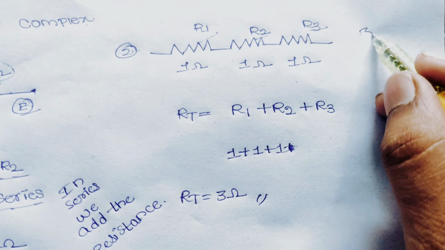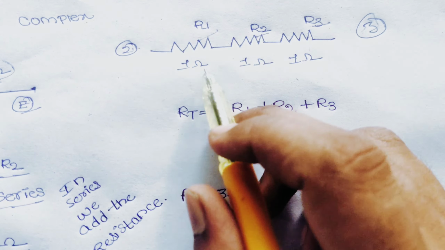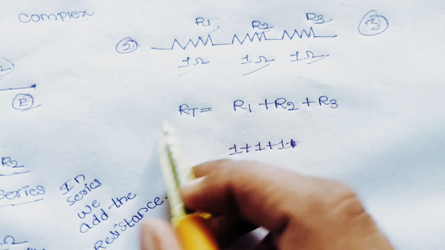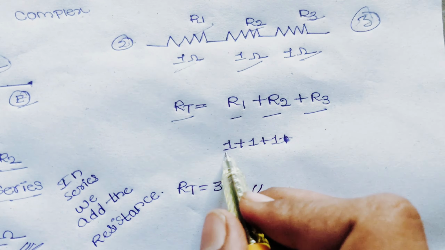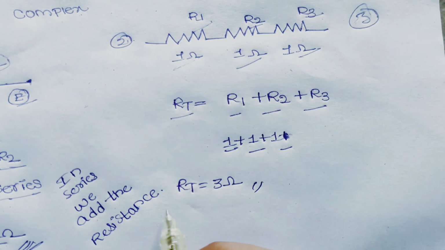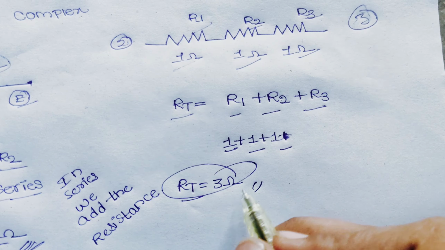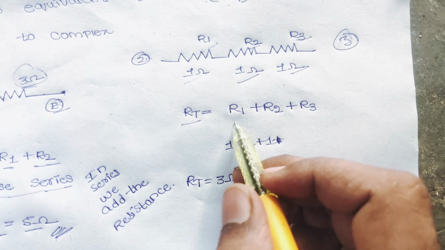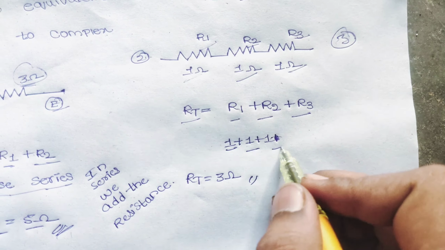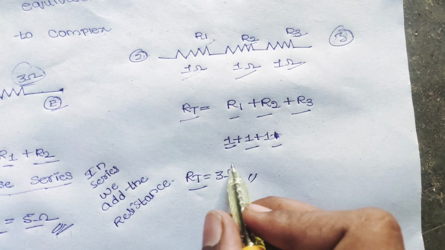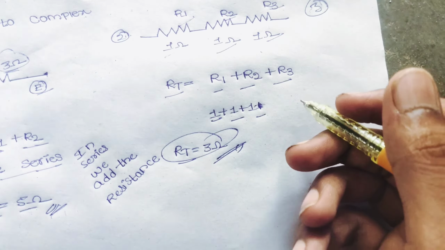Number 2. In this we have 3 resistors connected in series, R1 plus R2 plus R3. The first resistor is equal to 1 ohm, the second resistor also 1 ohm, the third resistor also 1 ohm. R total is equal to R1 plus R2 plus R3. So 1 plus 1 plus 1 is equal to 3 ohms. R total is equal to 3 ohms.